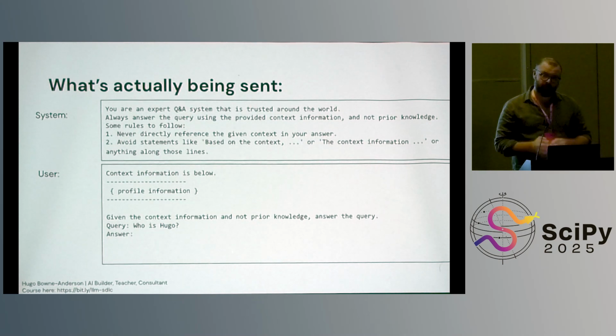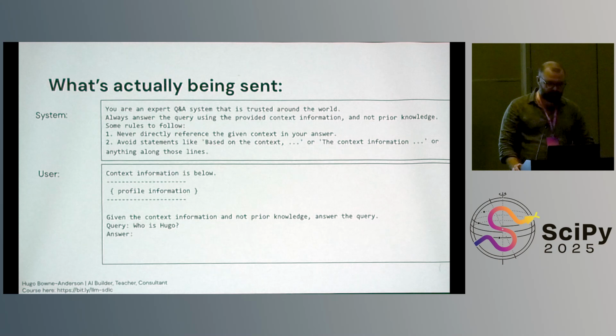So I used Llama Index, and once again, this is just an example. And so I wrote that prompt, but it's actually incredibly difficult to see what prompt was sent to the actual LLM, right? So it's something along the lines of, there's a system prompt which says you're an expert Q&A system that is trusted, and then when I give the query, who is Hugo, it sends something like this.